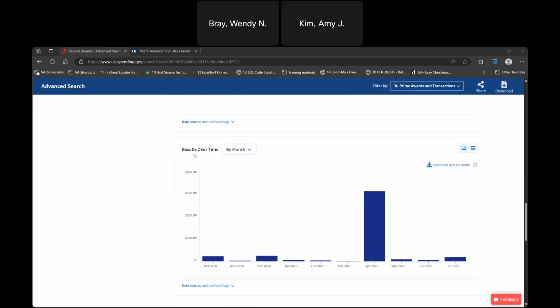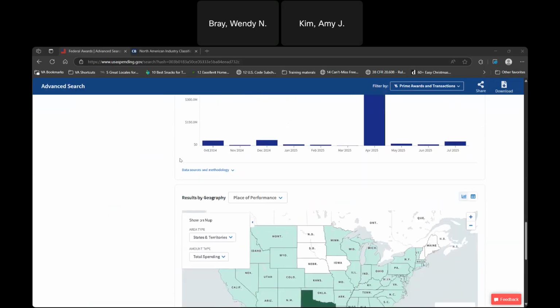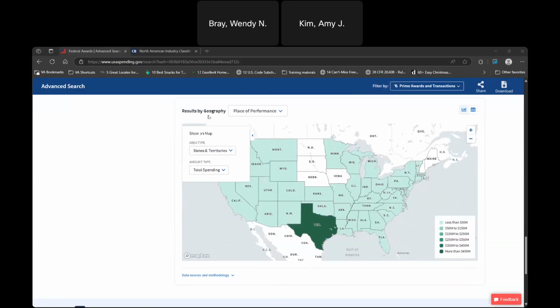So scrolling down just a little bit more, it gives you some results over time, but I want to focus on this results by geography. Remember, I mentioned when you're conducting your market research, you also want to identify whether or not the agency is actually purchasing your services. You'll see the lighter the green color, for those that are not colorblind, but if you are colorblind, I'm circling the areas that are lighter than green. That means VA is spending less money for this service or product in this region here: North Dakota, South Dakota, Nebraska, Iowa, Maine.